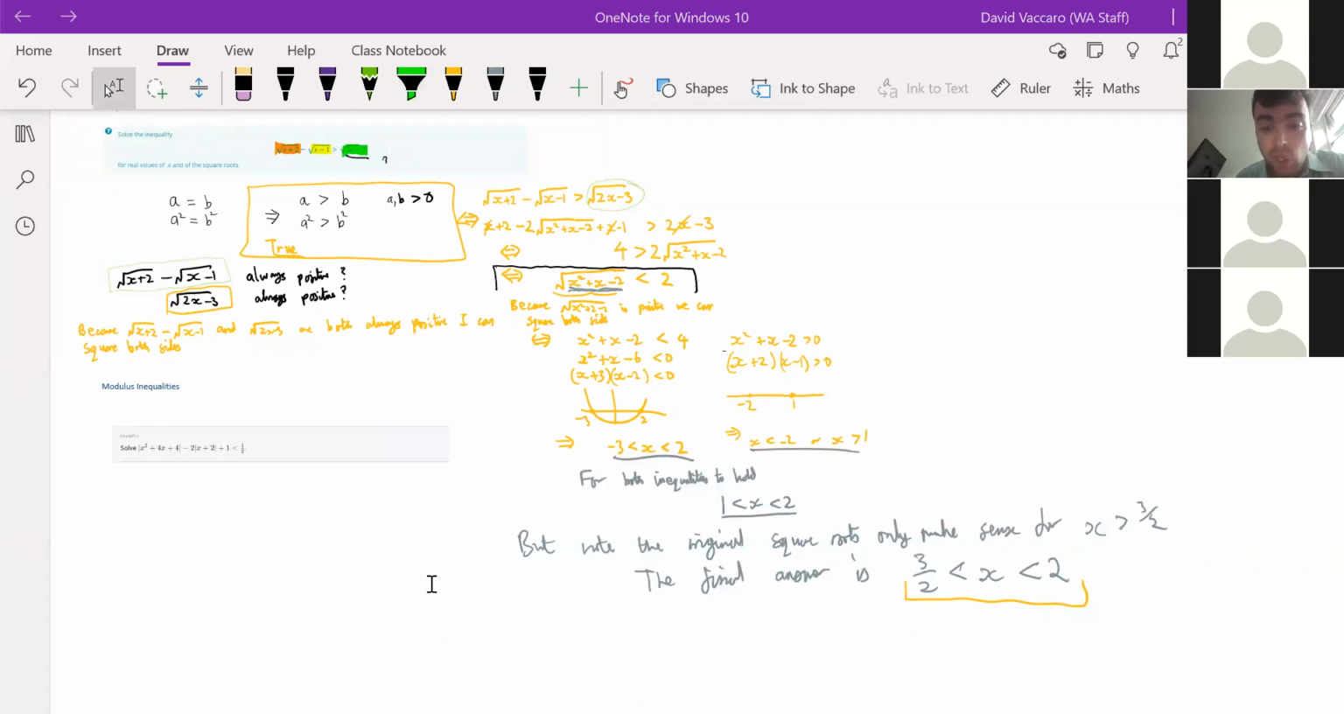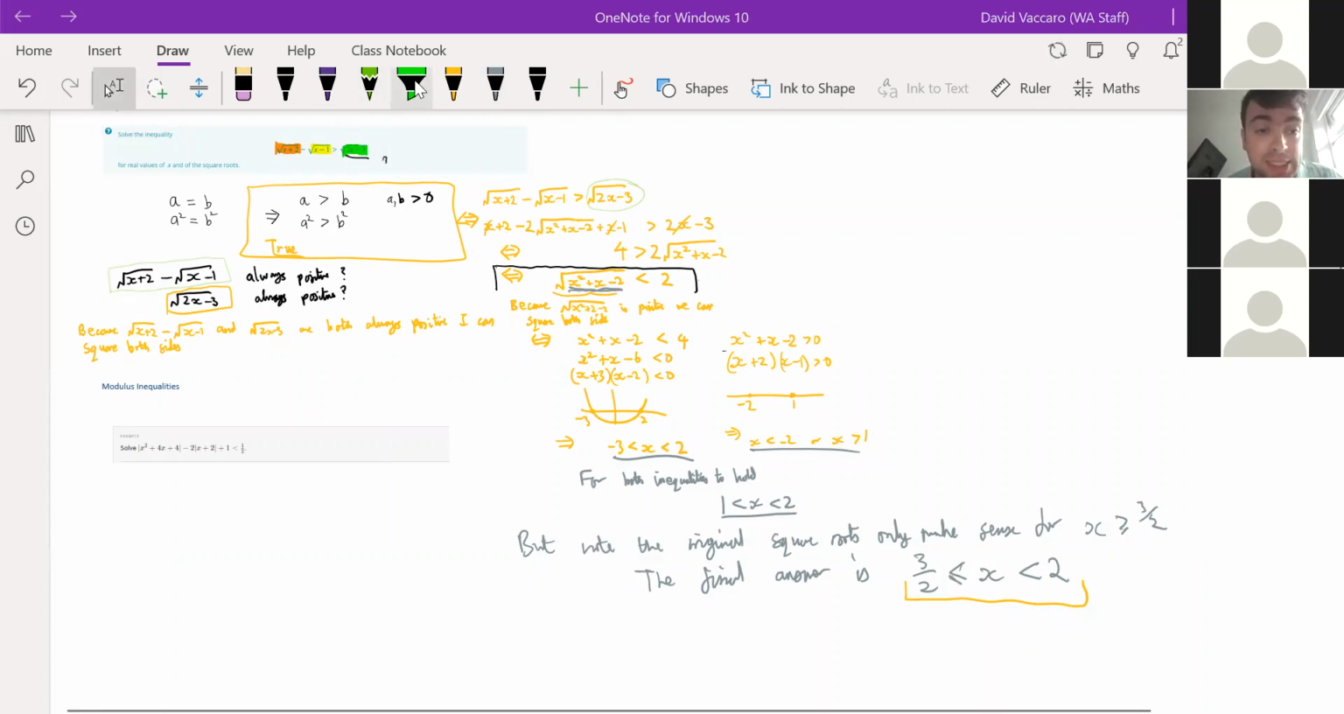Why wouldn't it be non-strict? Yeah, well, yeah, clever. Yeah, sorry. It only makes sense for x greater than or equal to 3/2. So we just need the square roots to be defined. So this is a non-strict inequality. Well done, Adam.